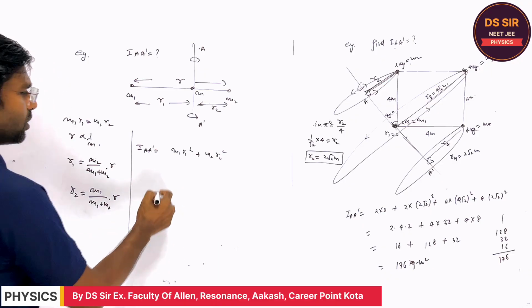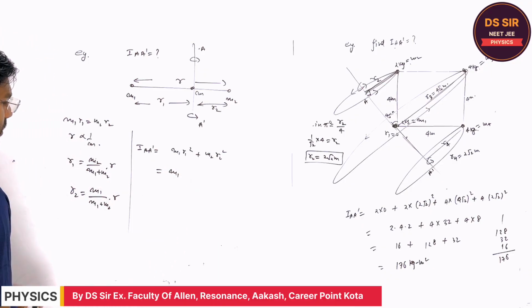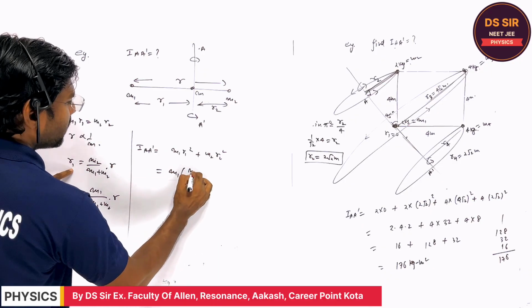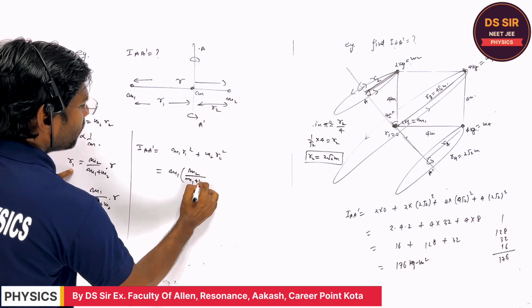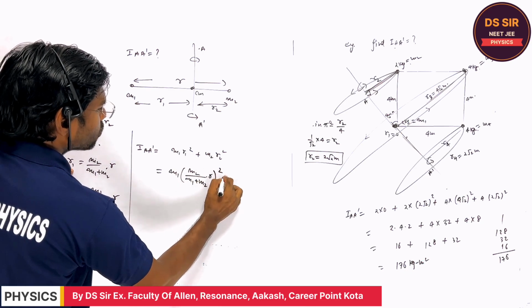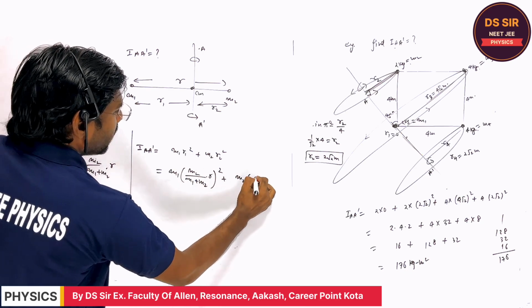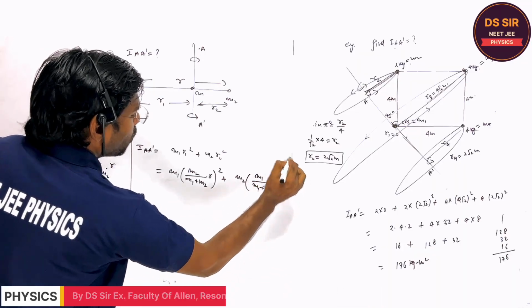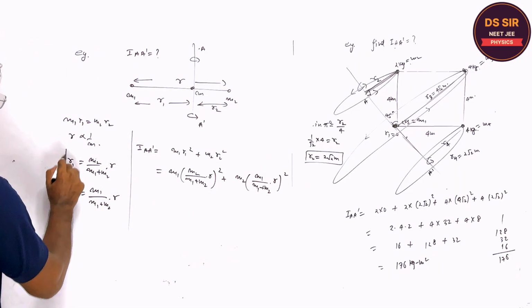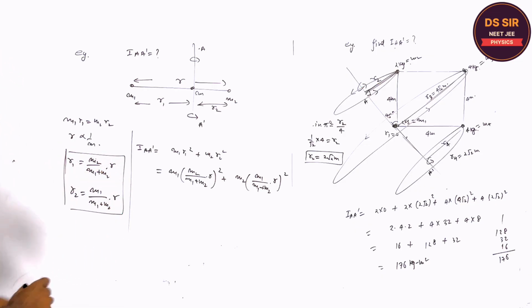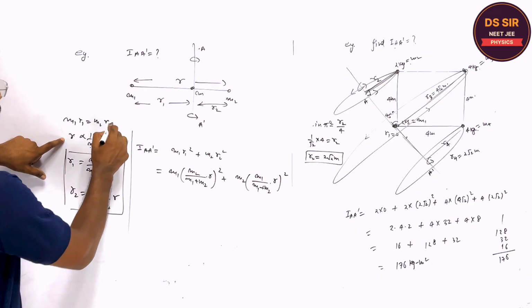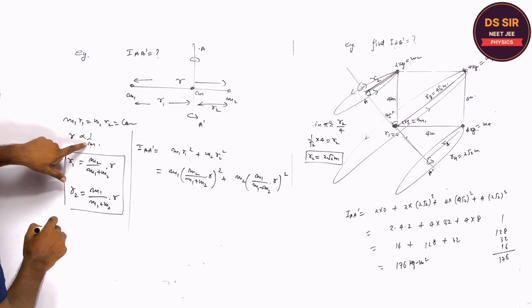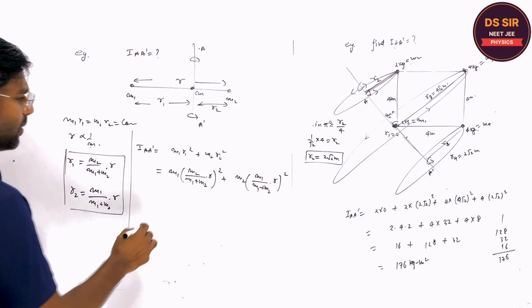Did you remember or not? So in R1 it is M2 upon M1 plus M2 into R whole square. And M1 upon M1 plus M2 into R whole square. This is the value of R1 and R2 you have to remember. R is inversely proportional to mass, right? So in this way you can remember.